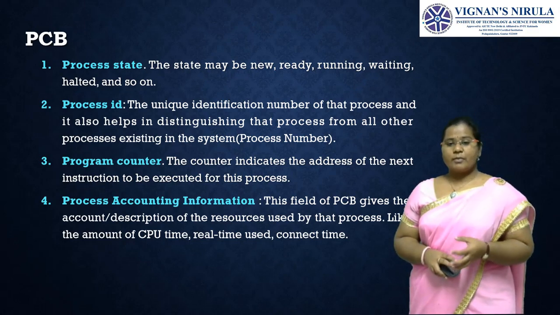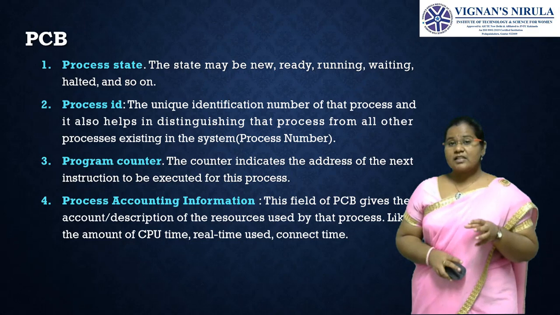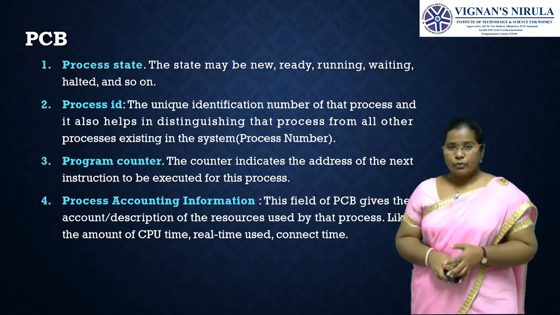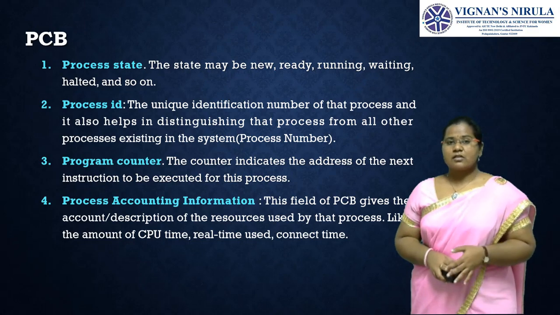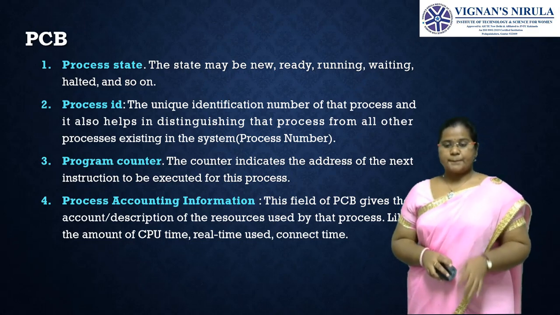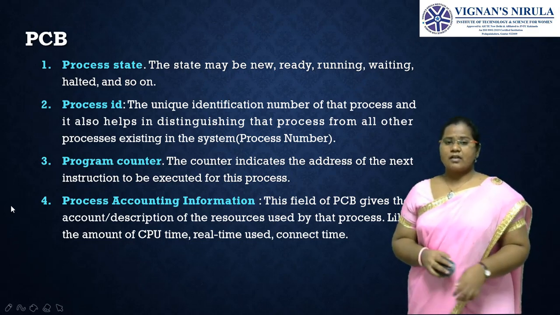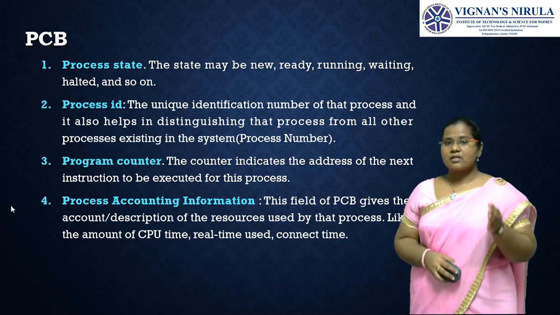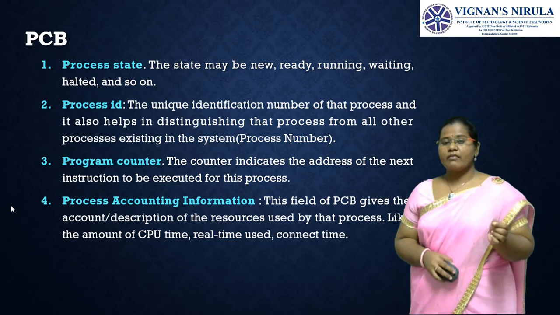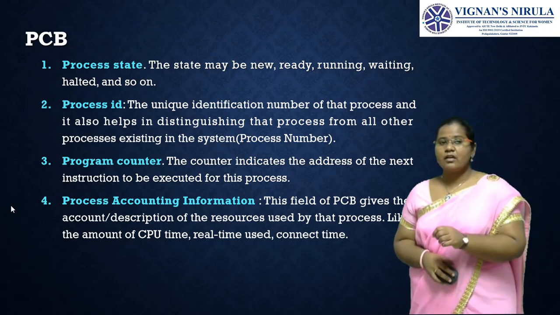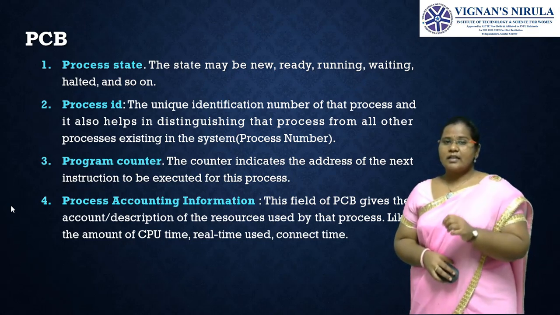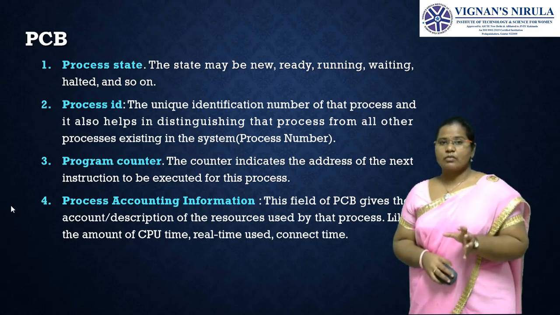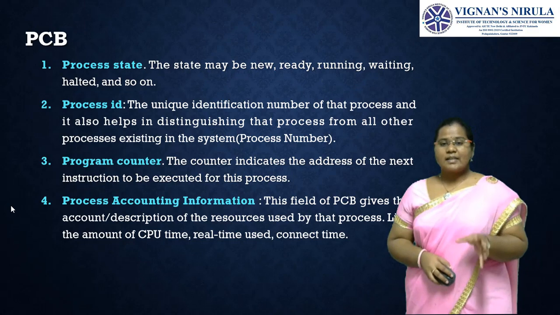So accounting information, in the sense of the description of all the resources which your process is going to use, is placed in this process accounting information part. For example, the CPU time: from the time your process moves into the CPU until it terminates, the complete time taken to execute that process is called the CPU time.